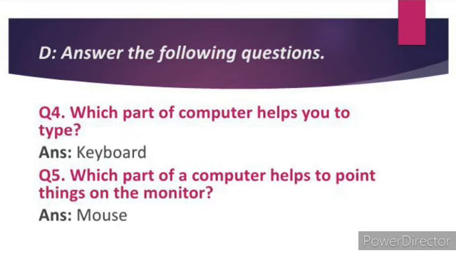Question number 4 is, which part of computer helps you to type? And the answer is keyboard. Question number 5 is, which part of a computer helps to point things on the monitor? And the answer is mouse.